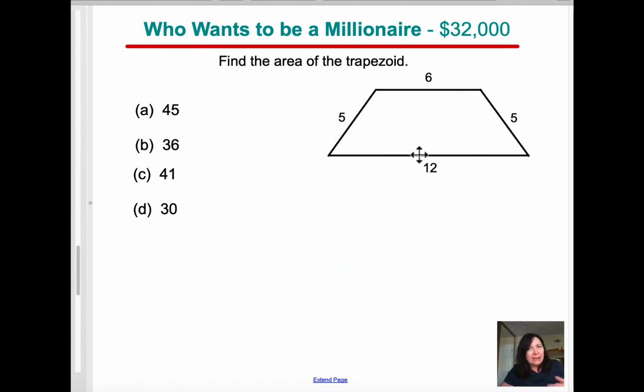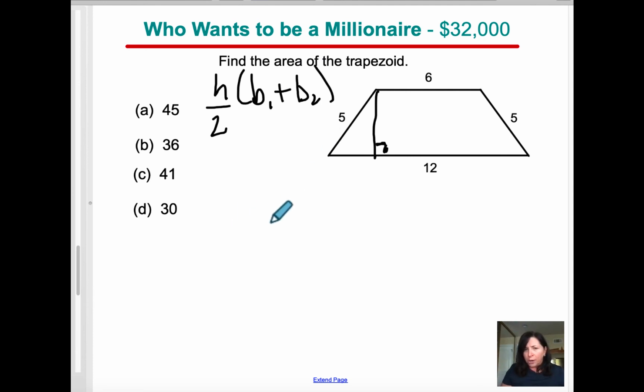Find the area of the trapezoid. Now, we actually haven't given you the area of the trapezoid. I did give you the area, but we didn't do any practice problems. This is my height right here. Remember, the height has to be perpendicular with the base. The formula for the area of a trapezoid is height divided by 2 times the sum of the bases. So we're going to leave the height blank for just a second.